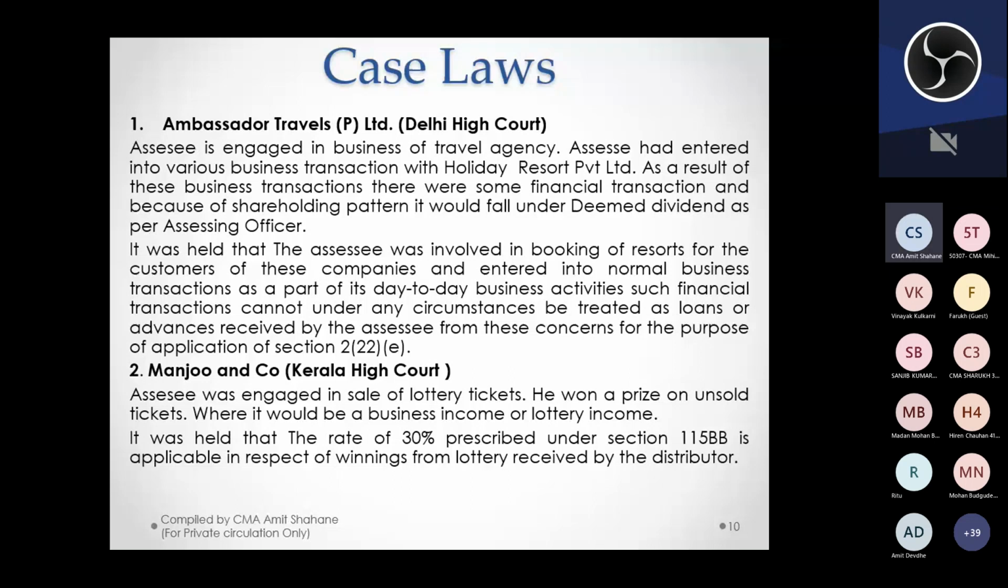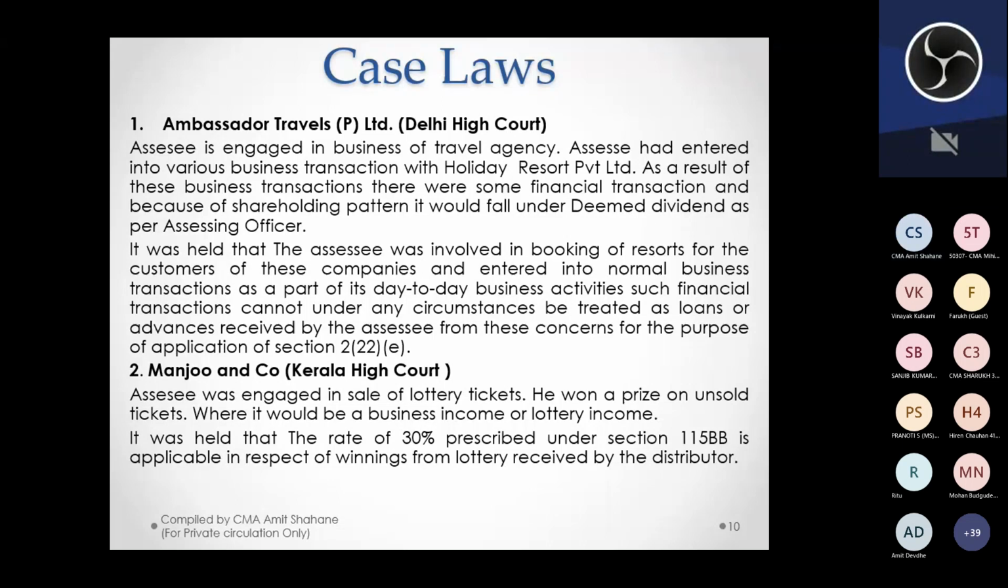Business transactions with Holiday Resorts Private Limited. As a result of these business transactions, there were some financial transactions, and because of the shareholding pattern, it would fall under the deemed dividend as per the assessing officer. So the case law is, assessee had connection with this Holiday Resorts Private Limited, and he was also a shareholder in that particular company.